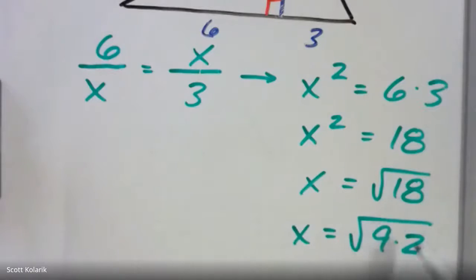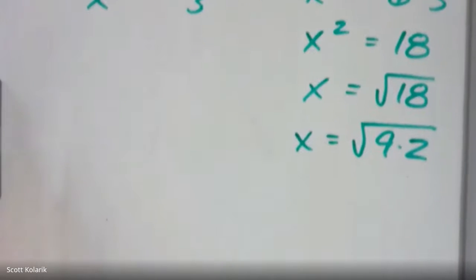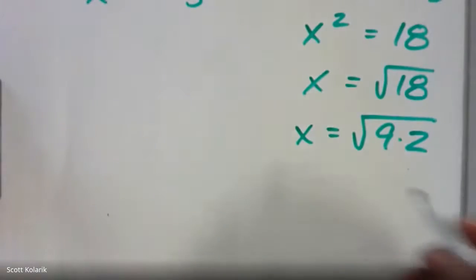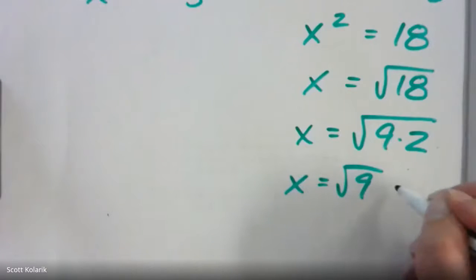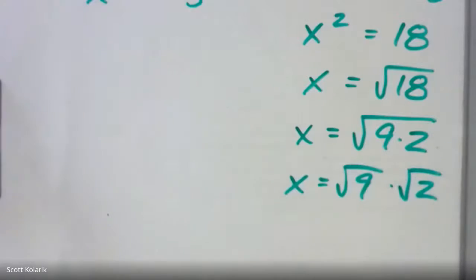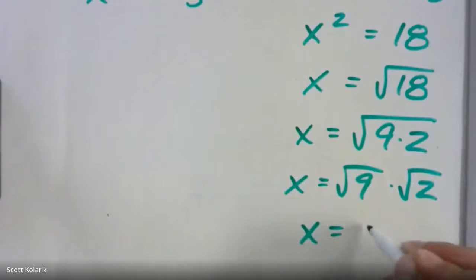For the record, these two are the same exact thing. 9 times 2 is in fact 18. The reason I'm doing this is that I'm going to apply one of the properties of radicals, where I can split this up into two separate radicals. This is equal to the square root of 9 times the square root of 2. Why would I do this? Because this part I can actually take the square root of. That's going to give me 3.